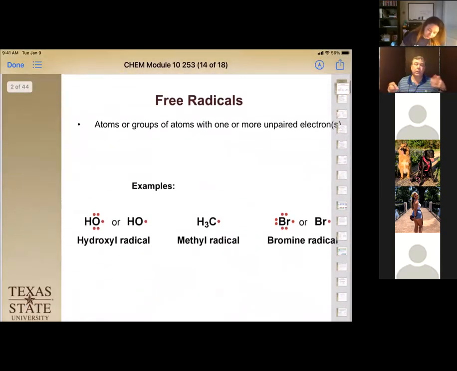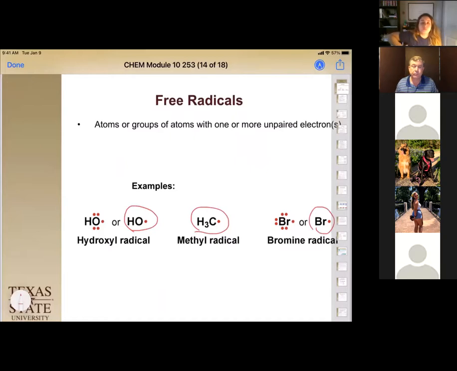A free radical, or a radical, is just an unpaired electron. And you can have more than one on a compound. However, most of the time we're talking about a single unpaired electron on a single atom, okay? You can have multiples on bigger molecules, but it tends to be a single one. So we can have a hydroxyl radical or one on carbon or one on bromine, okay? So almost anything can form a radical if it has the right kind of bond breaking available to it.